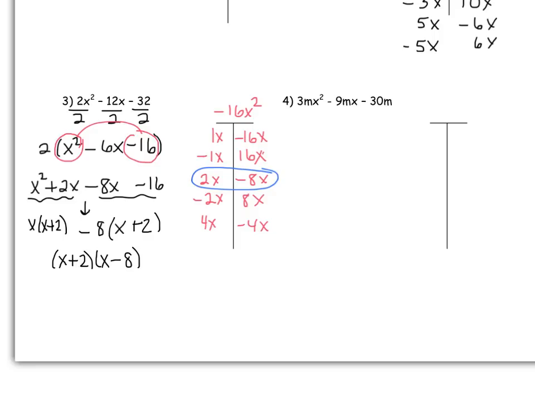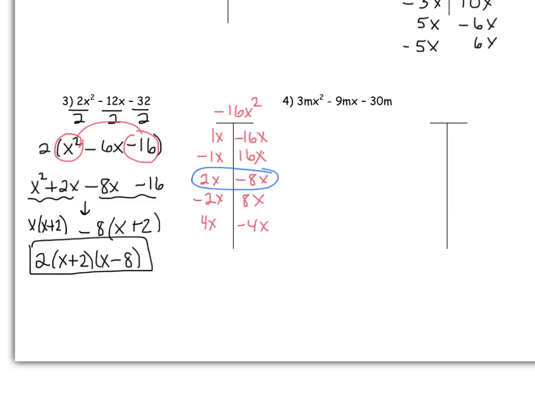Now that x plus 2 times x minus 8 is factored, we have to take out that 2 in front still, so don't forget to bring that back down and put it on the outside. So that would be your final answer.